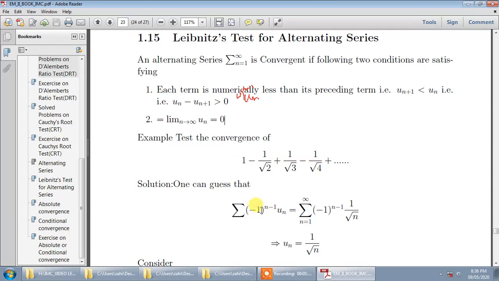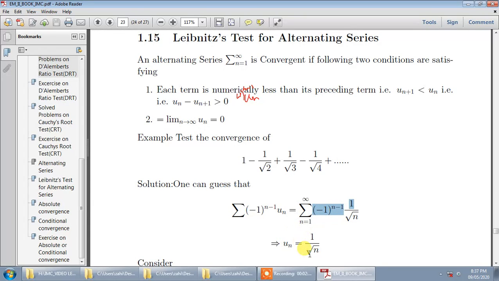So let us have the first example: 1 minus 1 by root 2 plus 1 by root 3 minus 1 by root 4. So here (-1) raised to n minus 1 times un, that is (-1) raised to n minus 1 into 1 upon root n. So un is 1 upon root n. This term (-1) raised to n minus 1 is just deciding whether it is a positive term or a negative term. If I put n equal to 1, we get (-1)^0, which is plus. If I put n equal to 2, we get minus, because (-1) raised to an odd number is negative. So this is just giving you either a positive or a negative sign.